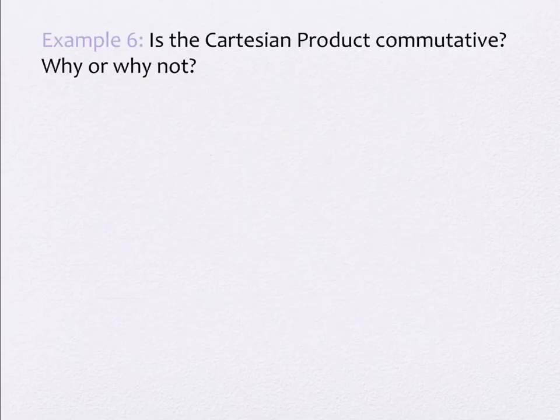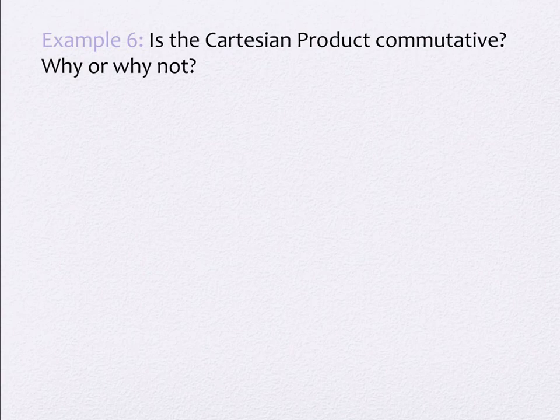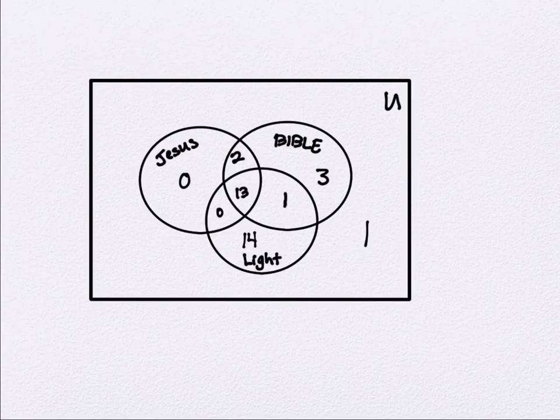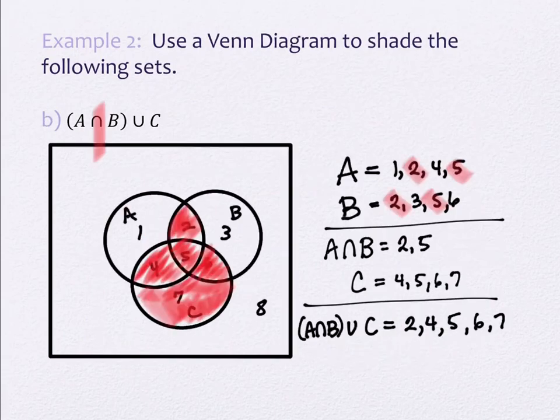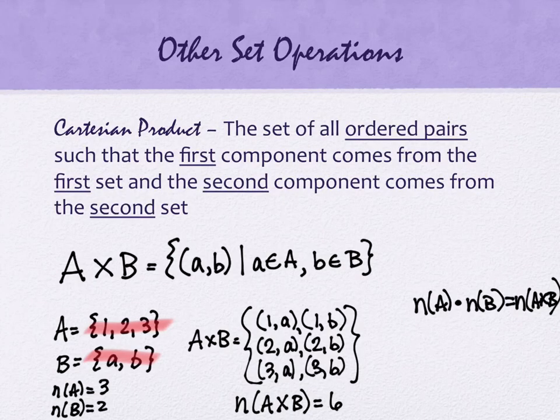This question is asking us about the Cartesian product. So the Cartesian product is the one where we do the ordered pairs. Is the Cartesian product commutative? Why or why not? Let's look back at the Cartesian product we did last time. This was our definition of A cross B: I create ordered pairs where the first element comes from the first set, A, and the second element comes from the second set, B. In the example, A was the numbers 1, 2, 3, and B was the letters A and B, and we found these specific ordered pairs.